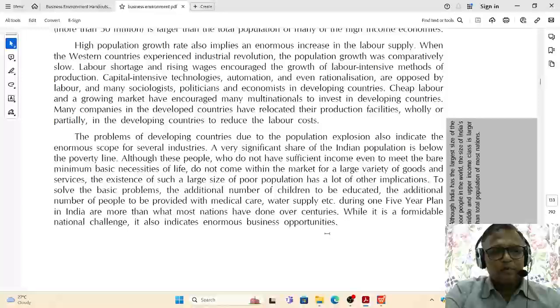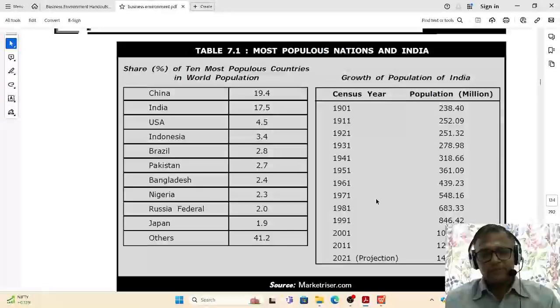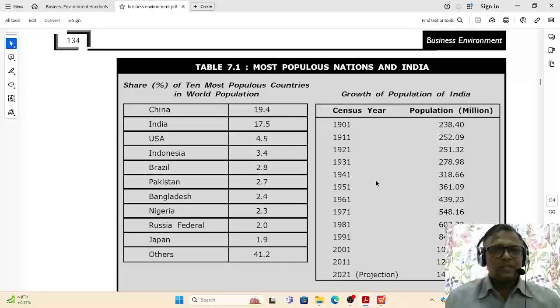To solve the basic problems, the additional number of children to be educated, the additional number of people to be provided with medical care, water supply, etc. during one 5-year plan in India are more than what most nations have done over centuries. While it is a formidable national challenge, it also indicates enormous business opportunities. Thus, a small census representing the most populous nations, with India with respect to over there, China being the topmost, India in the second position, then US, Indonesia, Brazil, Pakistan, Bangladesh, Nigeria, Russia, Japan, and others.